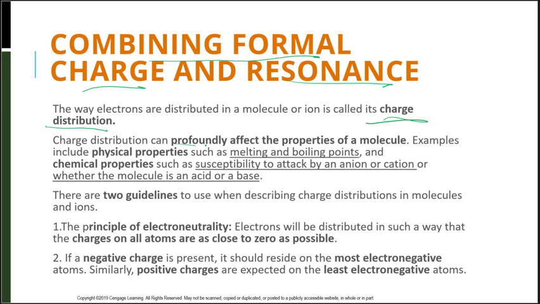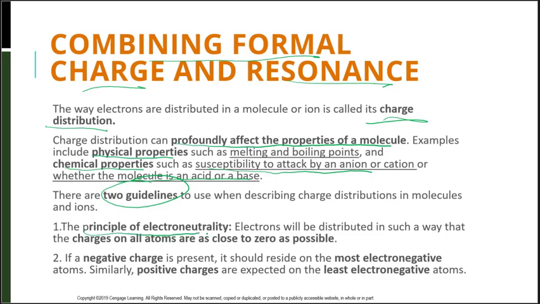Charge distribution can profoundly affect the properties of a molecule. Examples include physical properties such as melting and boiling points, and chemical properties such as susceptibility to attack by an anion or cation, or whether the molecule is an acid or a base. There are two guidelines to use when describing charge distribution in molecules and ions.